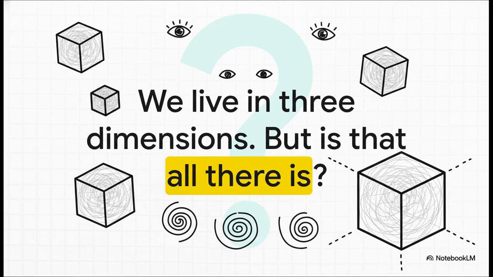To even begin to get our heads around something like a fourth dimension, we have to start with the limits of our own perception. You and I, we live in three spatial dimensions. There's length, there's width, and there's height. It feels pretty complete, doesn't it? But how can we be sure that's the full picture?